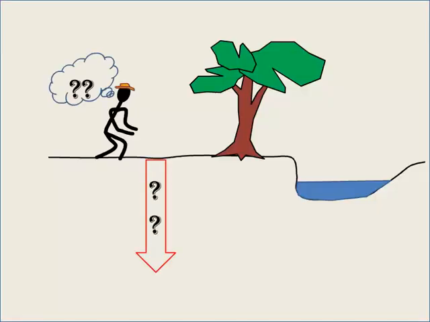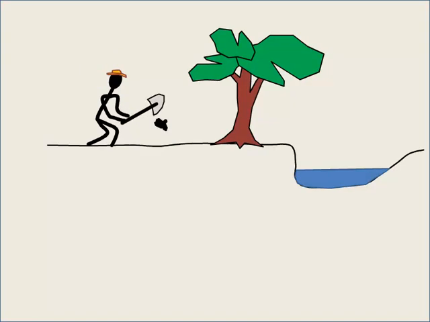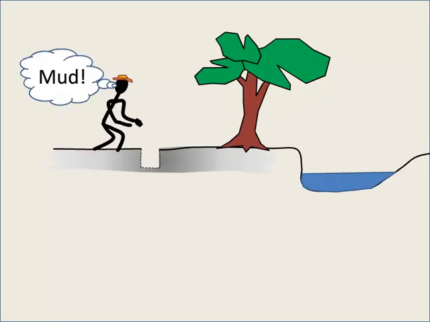So let's see how that plays out. If you go down to the valley bottom and you're wondering what kind of material is going to be down below your feet, the best way to do that is to dig a hole. So here we have our intrepid geologist digging a hole. And the first thing they pull out of the hole would be mud, very commonly.